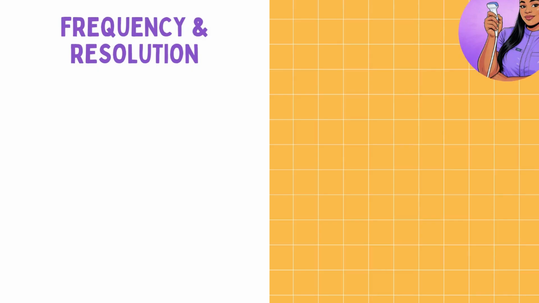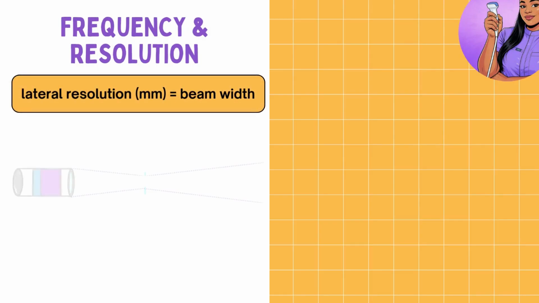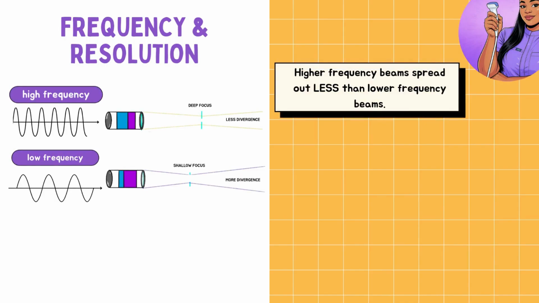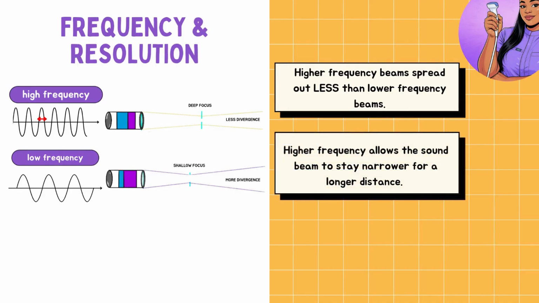Now remember, beam width is the main factor that controls lateral resolution. A narrower beam allows us to better separate structures that sit side by side. But let's connect this back to frequency for a second. Higher frequency beams tend to spread out less than lower frequency beams. In our sound beam lesson, we saw that higher frequency sound waves are more tightly packed and more controlled. And because of this, they spread out less and the beam stays narrower for a longer distance. And remember, a narrower beam improves lateral resolution.